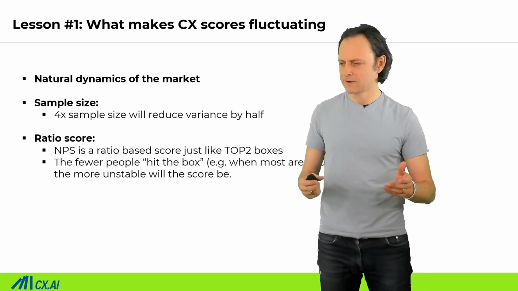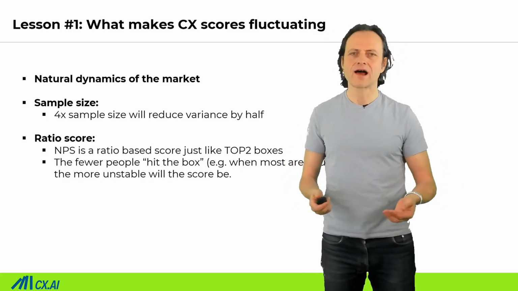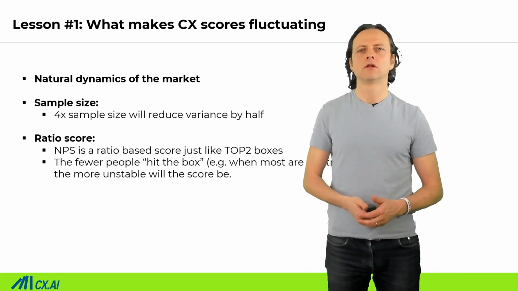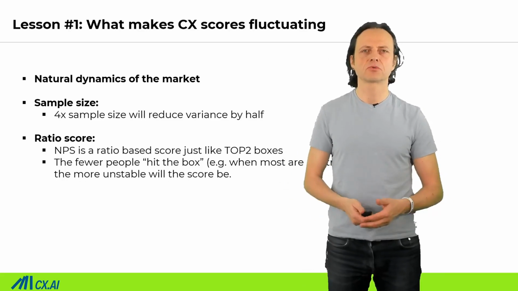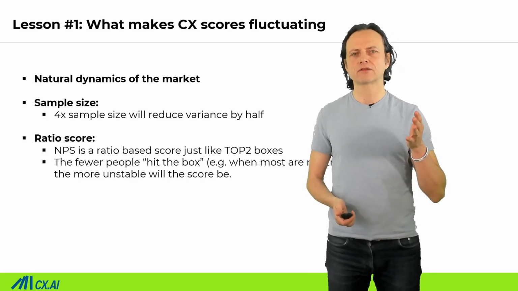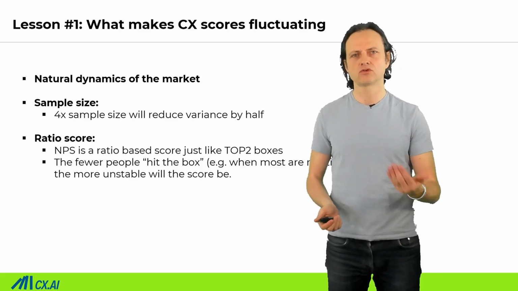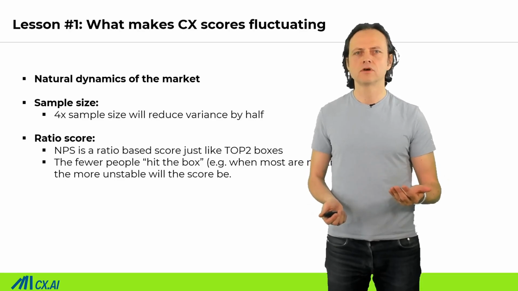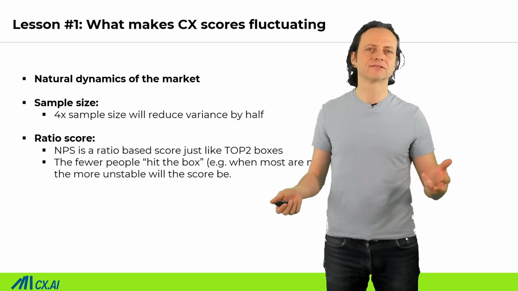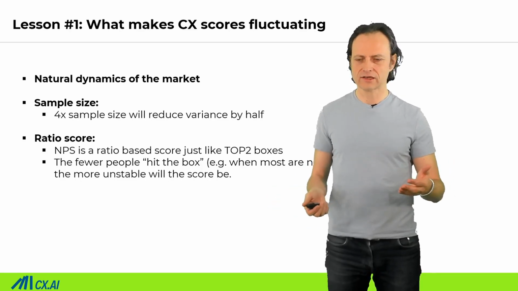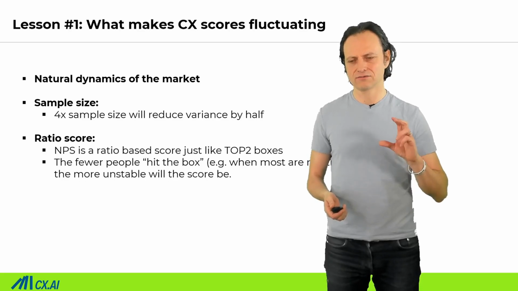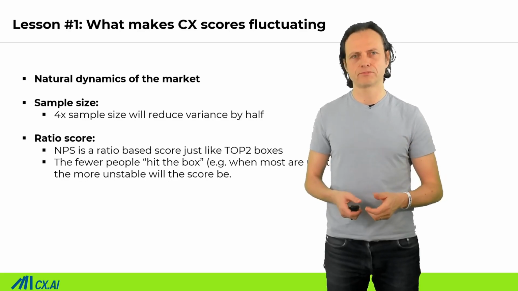Why is that? Imagine you have a sample size of 100, and imagine the typical share of promoters is just 5%. So typically we would expect 5 of 100 to fall into promoters. And if it happens that 2 are missing for some reason, you suddenly have a 40% lower score in this promoter piece.